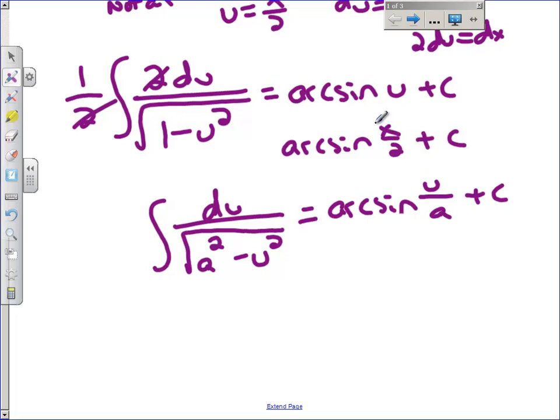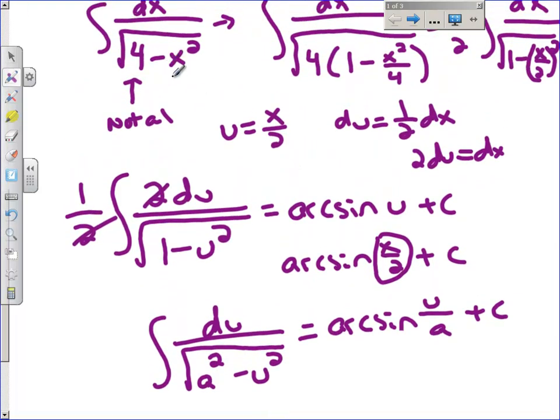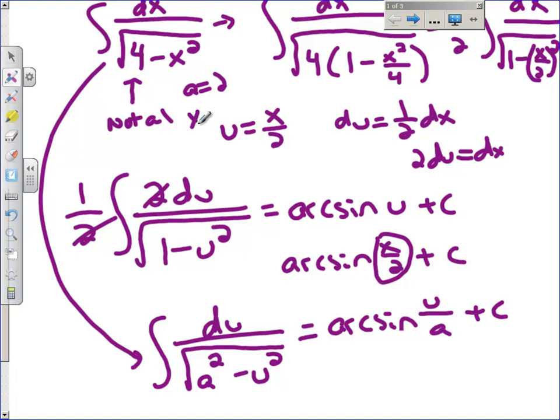It worked out to be x over 2, and I had this problem 4 minus x squared, so I could have fit this into this form. What squared gives you 4? Well, that would have been 2. And what squared gives you x squared? That would have been x. So my u is x. So it turns out to be the arcsine of u over a plus c. I'll show you an example of this in a minute.